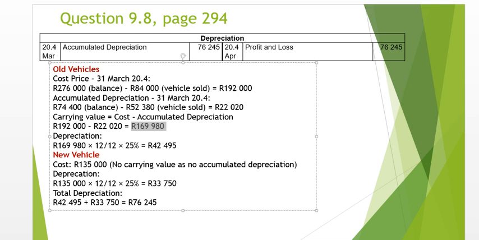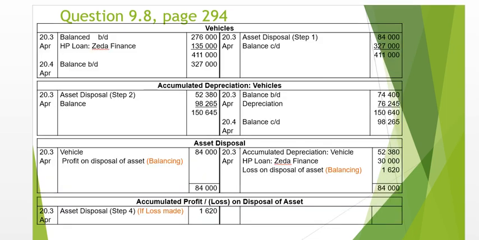169,980. That we will then depreciate for 12 out of 12 months at a rate of 25% to get to a depreciation amount of 42,495. So our total depreciation as at the end of the year is then 76,245. We're going to record it as an expense, so we will debit our expense account and we're going to credit our accumulated depreciation account on vehicles with 76,245. And then finally we just need to balance out our vehicles and accumulated depreciation account.